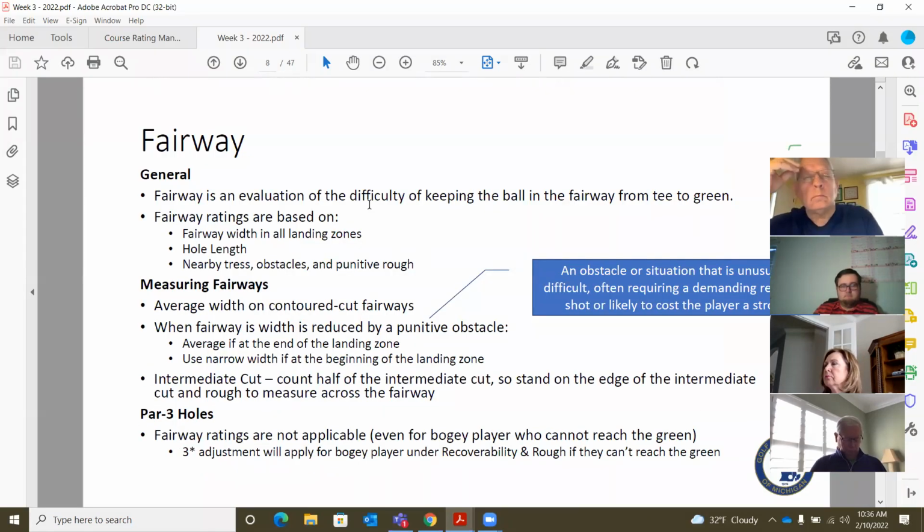All right, so we're gonna move on to fairway here. If anyone has any questions, speak now, but we'll move on to fairway unless I hear from someone here.